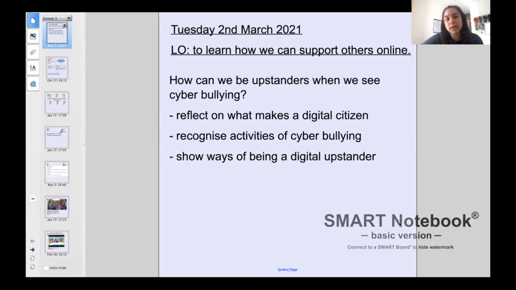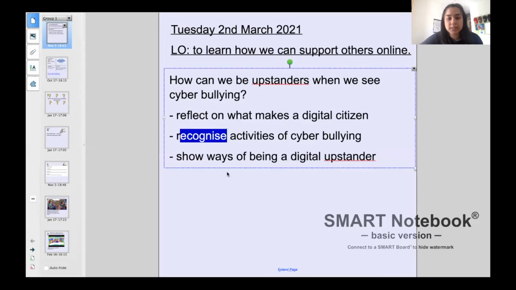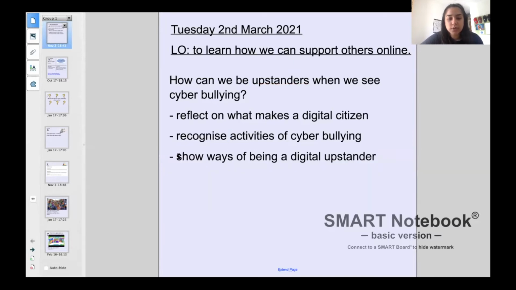And today we're going to learn how we can support others online. So for our success criteria, to be successful in how we can be upstanders when we see cyberbullying, you're going to need to reflect on what makes a digital citizen. You're going to need to recognize activities of cyberbullying. You're going to need to also show ways of being a digital upstander. So there's some keywords there that you may not be familiar with, and that's okay because we're going to go through them together later on.